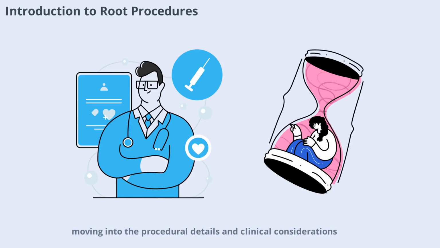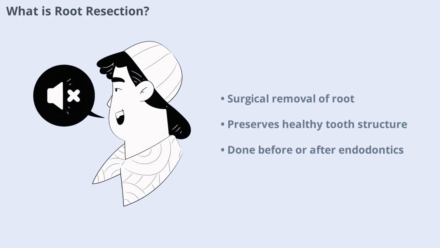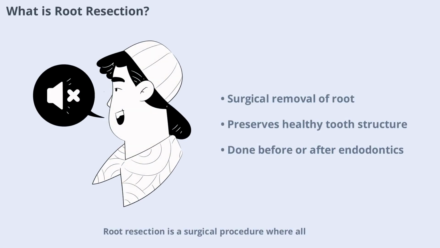Let's start by defining each technique before moving into the procedural details and clinical considerations. Root resection is a surgical procedure where all or a portion of a tooth's root is removed. This can be done either before or after endodontic treatment, depending on the clinical situation. The main goal is to eliminate the diseased or damaged root while preserving the rest of the tooth structure.